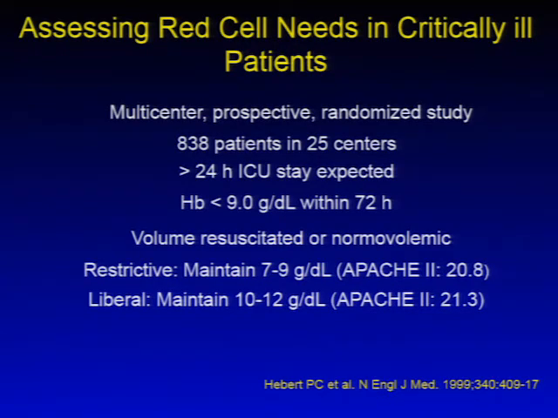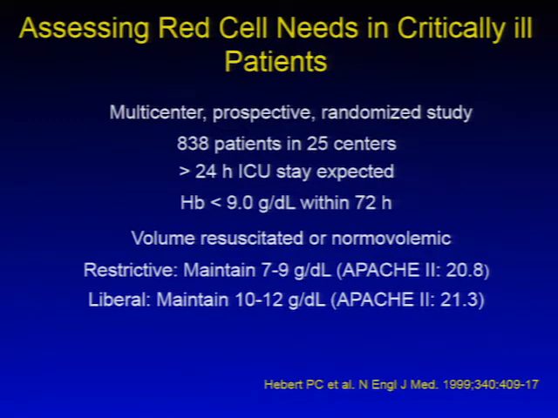There was a restrictive trigger that was used with maintaining hemoglobin from 7 to 9 versus a liberal transfusion policy or transfusion trigger where when a patient's hemoglobin reached 10 grams per deciliter, they would be transfused. And the other important component of this study was that these patients were volume resuscitated and normovolemic, so that eliminates another variable or bias in these studies.